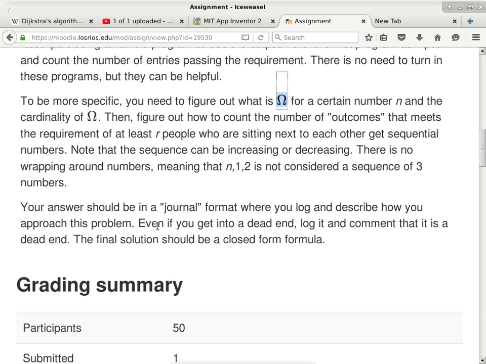Just to clarify, we have to find the closed form of the omega and then the cardinality of omega too? Well, the cardinality of omega is really useful because the chance or probability is basically the frequency of a particular pattern happening divided by the cardinality of omega itself. That's why you have to know the cardinality of omega, because that's your denominator. The numerator is the frequency of the combinations that fit your particular requirement.